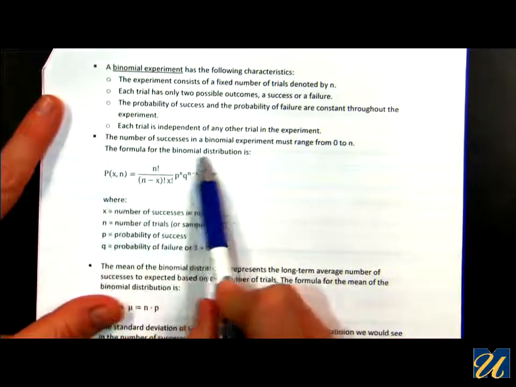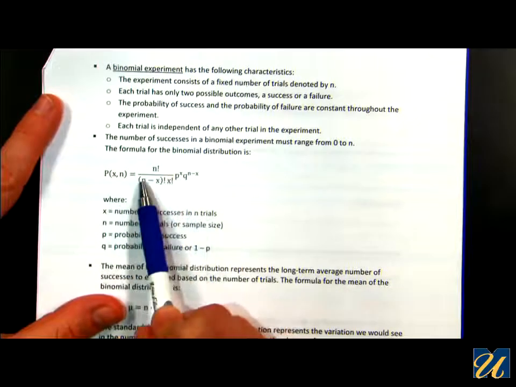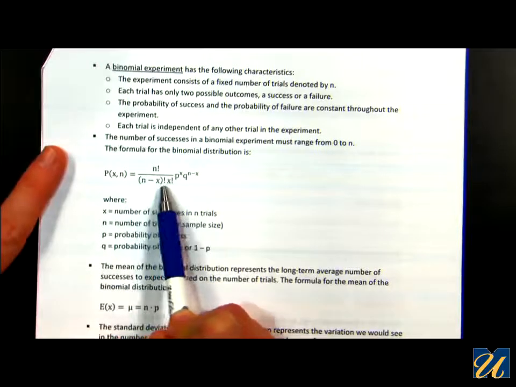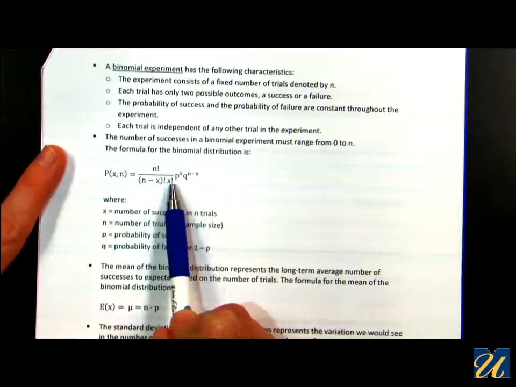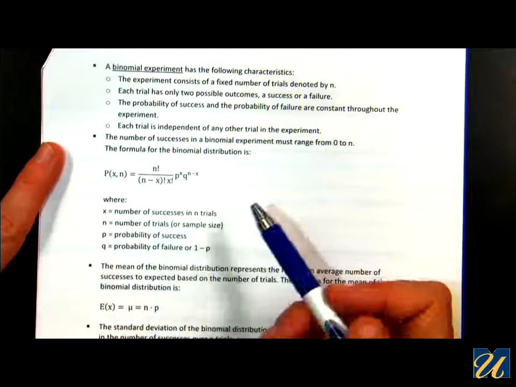The formula for a binomial distribution is the following. You have n factorial over n minus x factorial times x factorial, and this times p raised to the power of x times q raised to the power of n minus x.